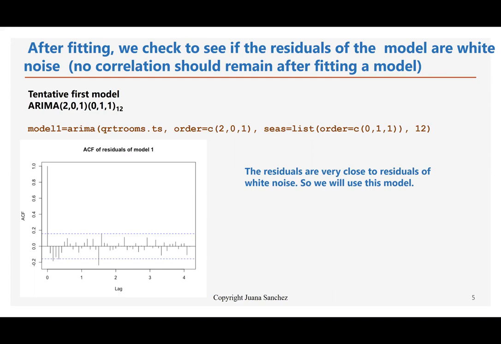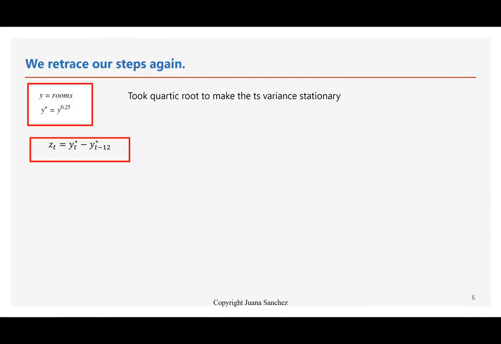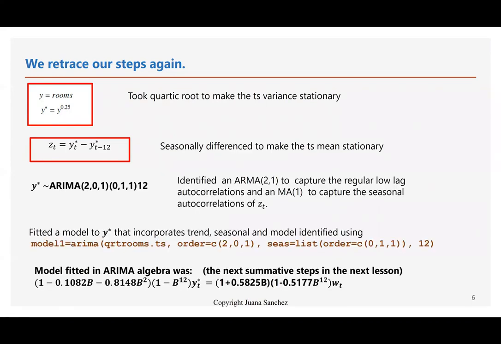So the residuals, we are going to accept that they're close. We are going to interpret this significant one here as one of the 5%, right? We said that. And now we retrace our steps. We took quartic root, we seasonal differenced, we identified and fitted. And then we ended lesson 2 with this expression that you might wonder about, what is that, right? Well, that expression is just the translation of what the estimated model is.